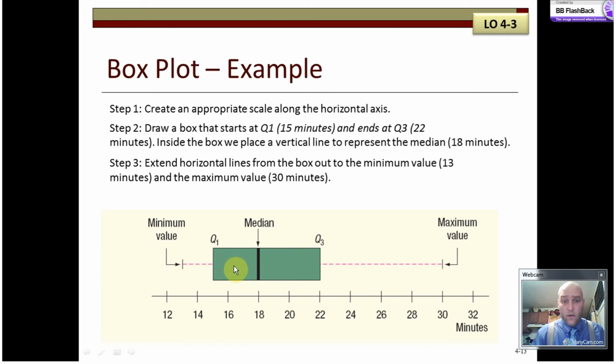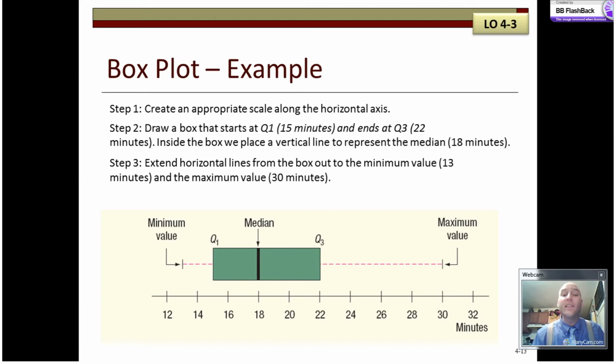Because if this is 1/4 and this is 1/4, 1/4 plus a fourth is a half, 50%. So 50% of your data is always going to be between your two quartiles. 50% of your data is also going to be less than Q1 and above Q3.